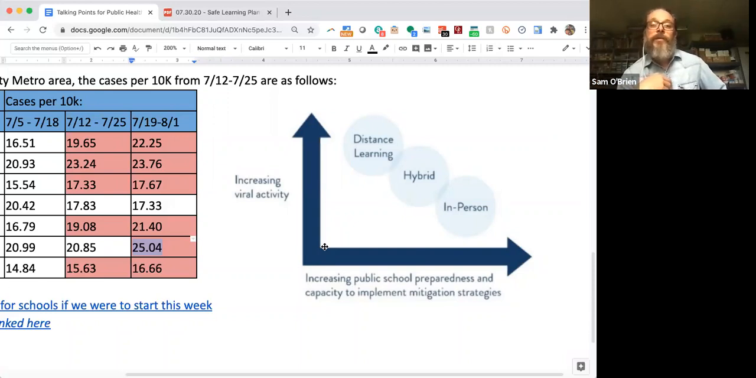Also, making sure we have plans on how to route students through different exterior doors rather than all the same one. We have to still teach that behavior, however. So as we start here and go through the year, we will be more able to implement mitigation strategies. However, that increasing viral activity is the first data point that we're looking at.